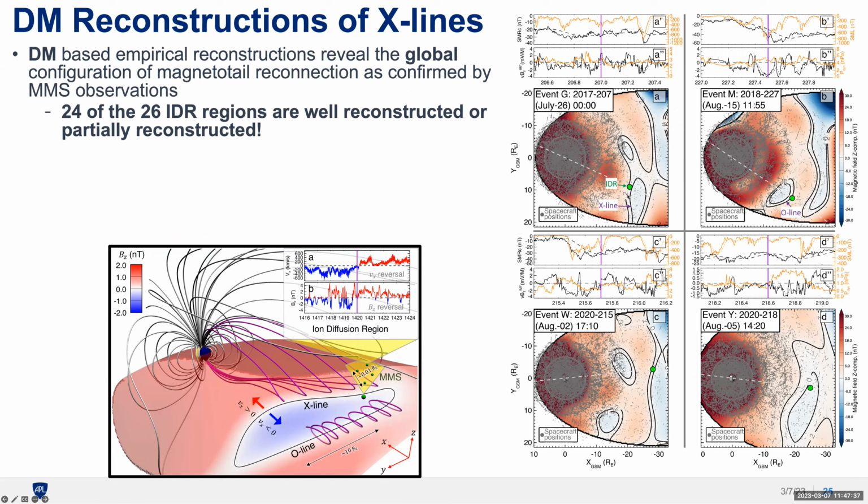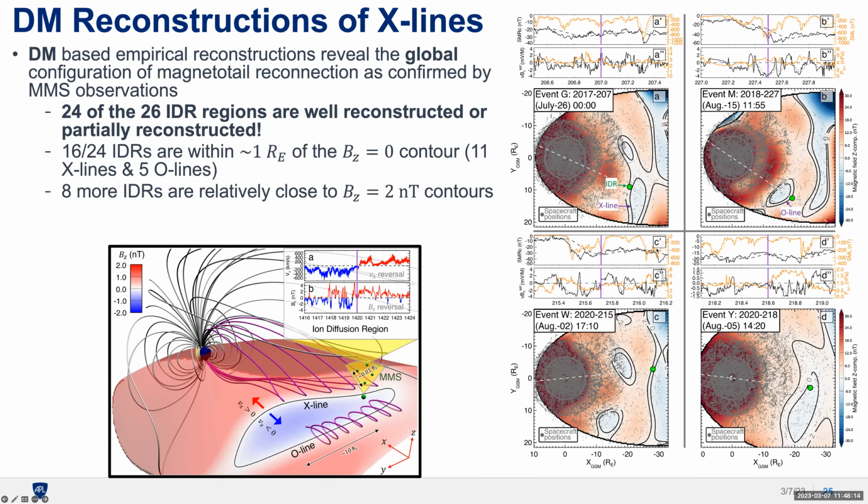So you can see here is where MMS was during this event. And this contour here is the BZ equals 0 contour, signifying an X or an O line. And out of the 26 events, 24 of the reconstructions were consistent with where MMS observed an ion diffusion region. So you can see, some of these are really within half an RE or so difference between the MMS observations and where the data mining based empirical model placed an X or an O line.